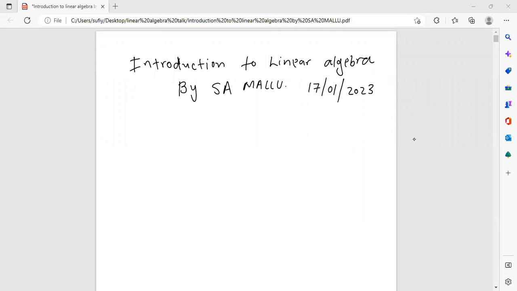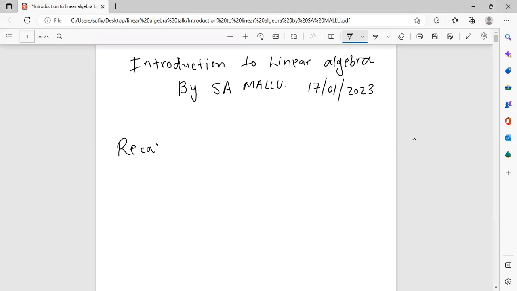However, my topic for today is what it means to be a matrix. In other words, I want to give you an introduction to matrices. So let's look at that. Before we jump into matrices, let's recall a few things from your grade 12 work.